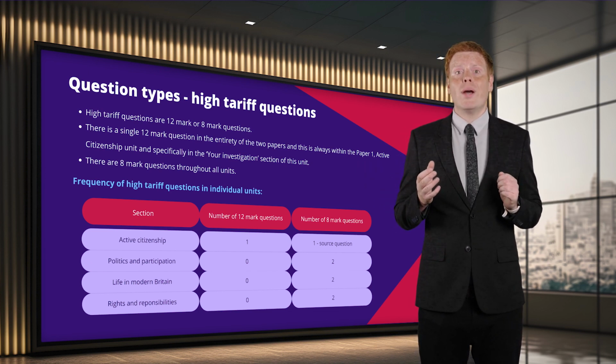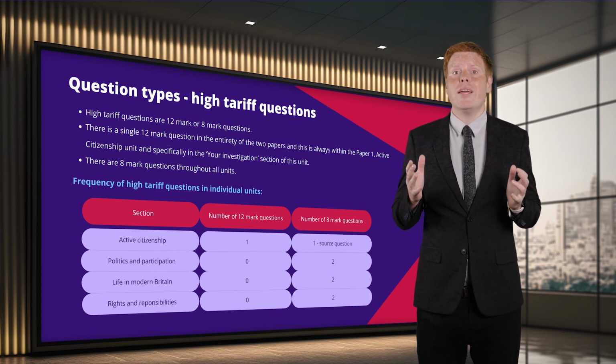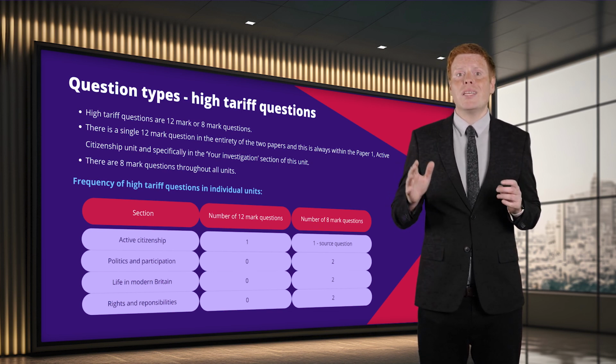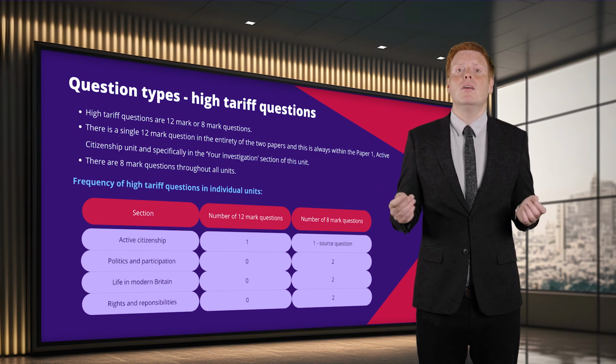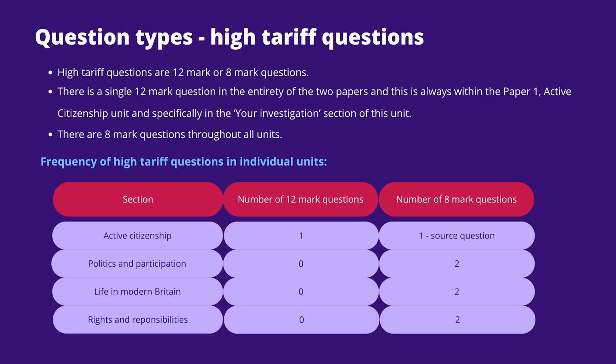A good high tariff question should test all ability ranges and facilitate students to attain a mark relative to their ability. Specifically, high tariff questions are 12-mark or 8-mark questions. There's a single 12-mark question in the entirety of the 2 papers, and this is always within Paper 1's active citizenship unit, and specifically in the Your Investigation section. There are 8-mark questions throughout all units.